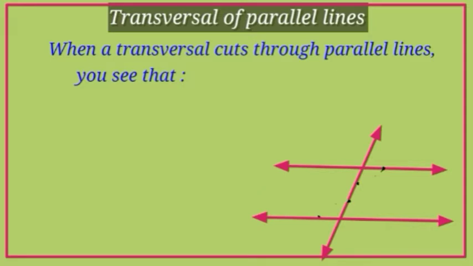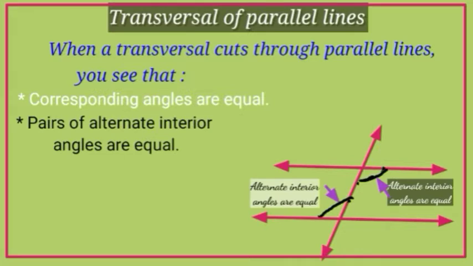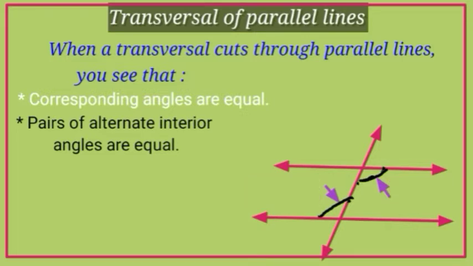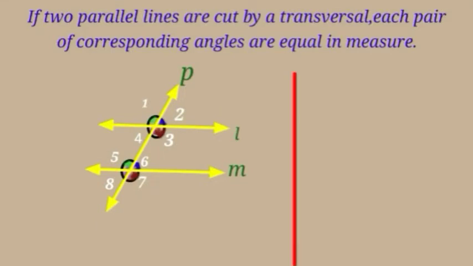When a transversal cuts through parallel lines, each pair of corresponding angles are equal. When a transversal intersects two parallel lines, each pair of alternate interior angles are equal. And the last one, pairs of interior angles are supplementary. Now, we are going to consider each case one by one.